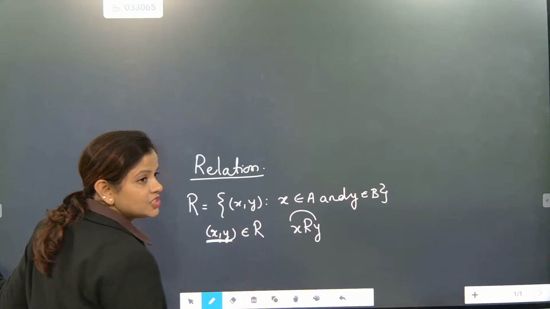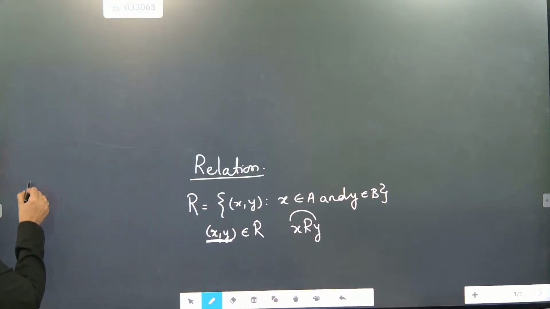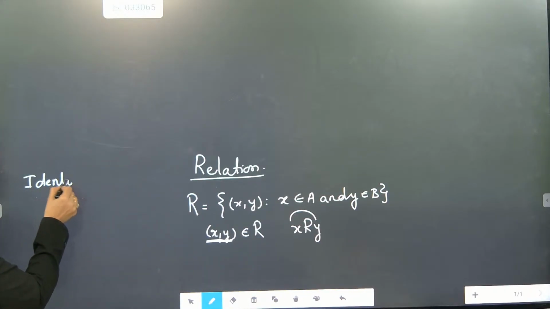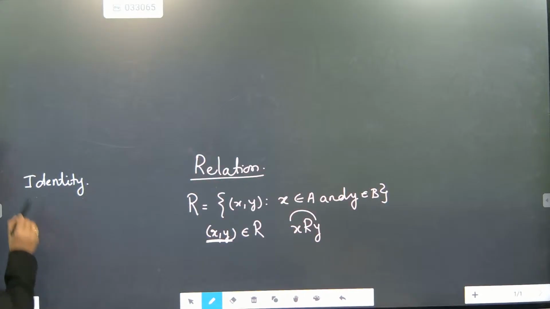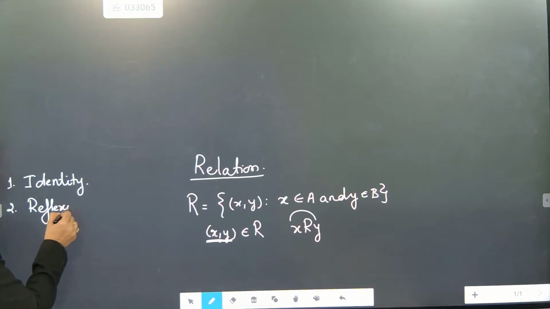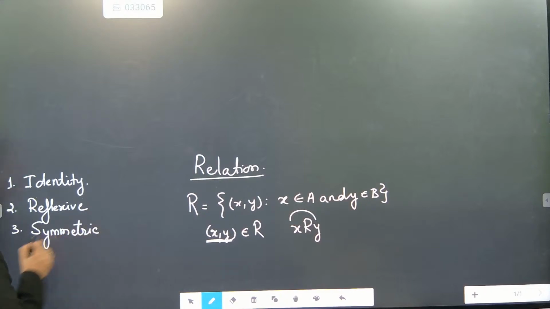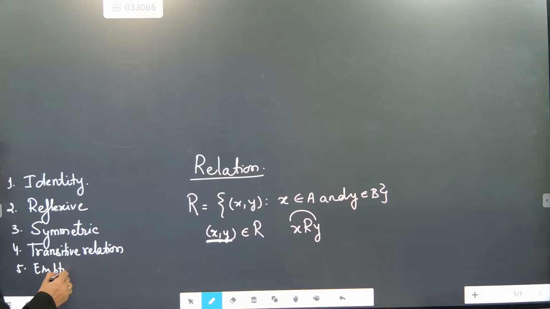Understood. Now, beta, relations are of how many types? First is identity relation, which we have to know. That part only I will discuss. Identity relation. Second is reflexive relation. Third one is symmetric relation, the relation which is very much needed, that I am discussing. Then comes transitive relation. Empty relation, null relation or void relation is also there.